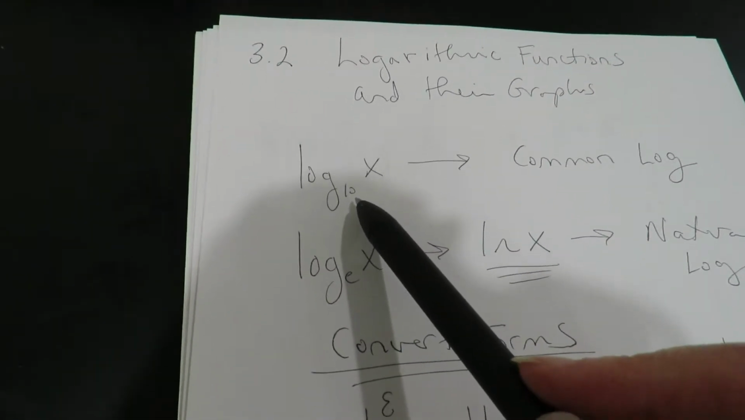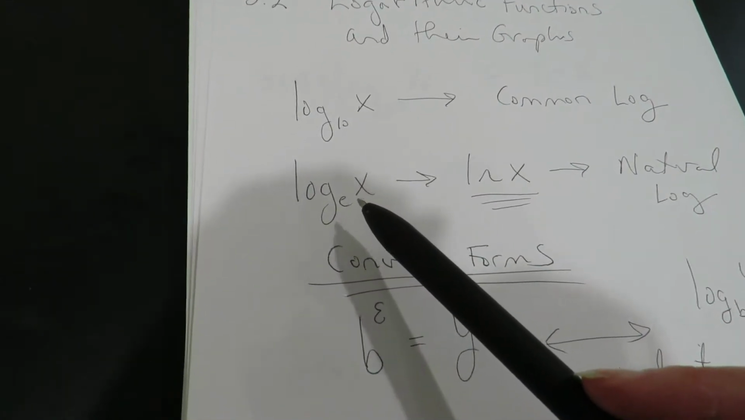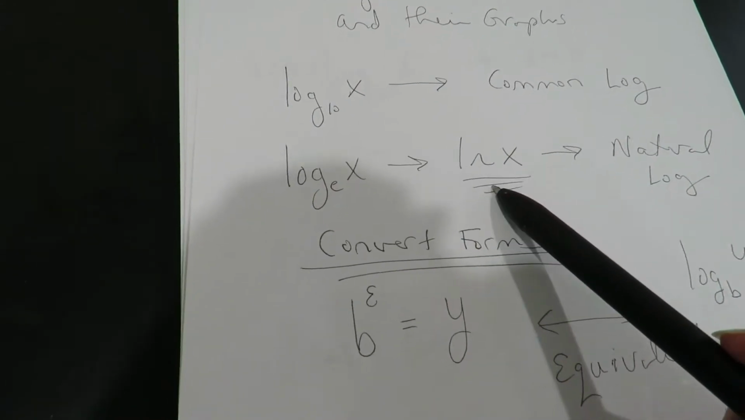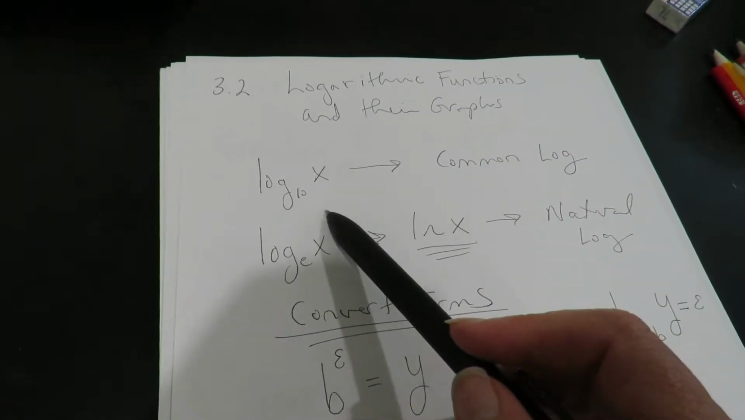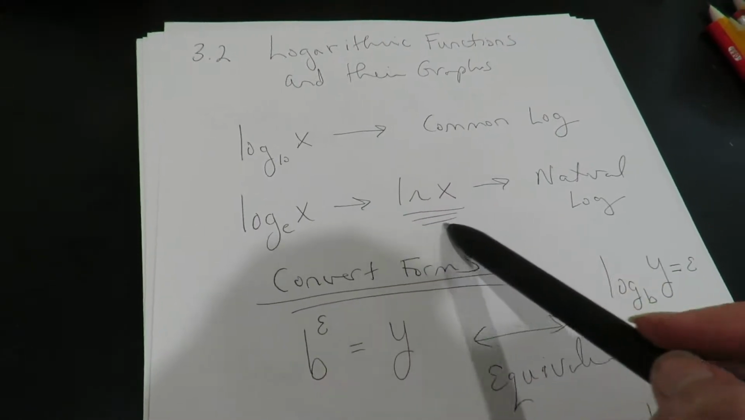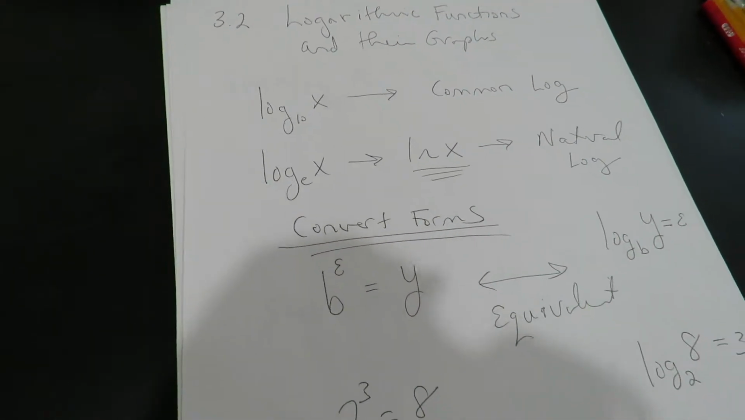If you have a log that is base 10, that is called a common log. If you have a log that is base e, we don't write base e, we give it a nickname. That's called ln of x, and that's a natural log. So you want to remember that a common log is base 10 and a natural log is base e. And again, it's going to be written in its nickname. It's never written like this. You'll see it written like this.